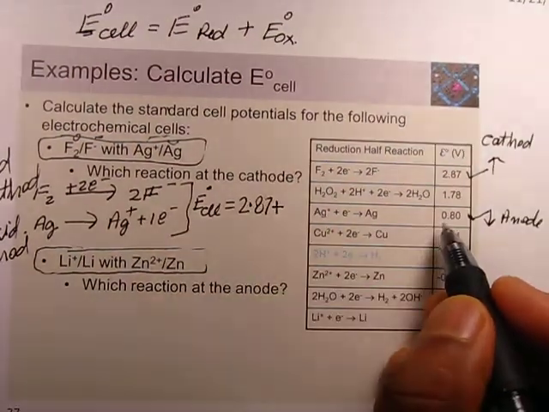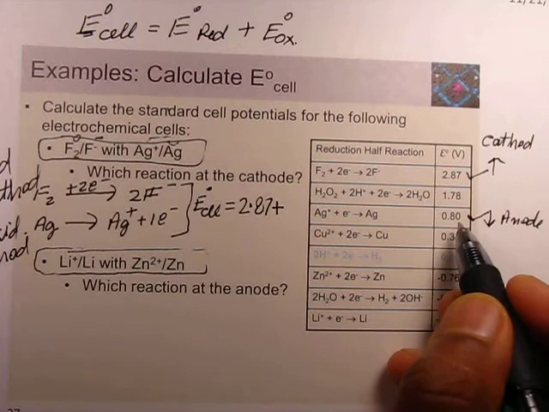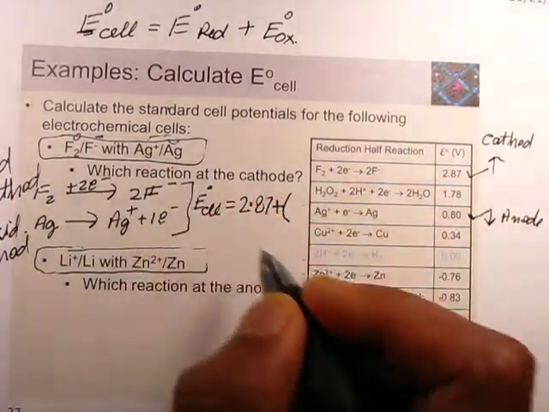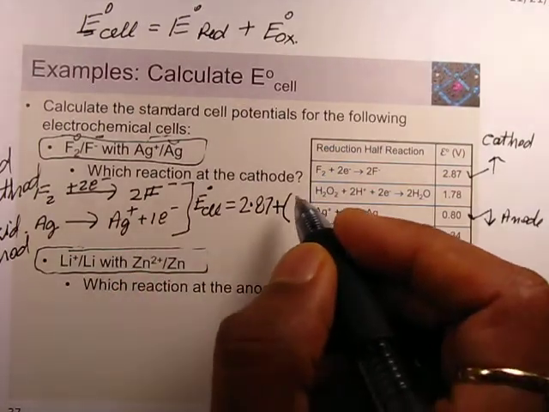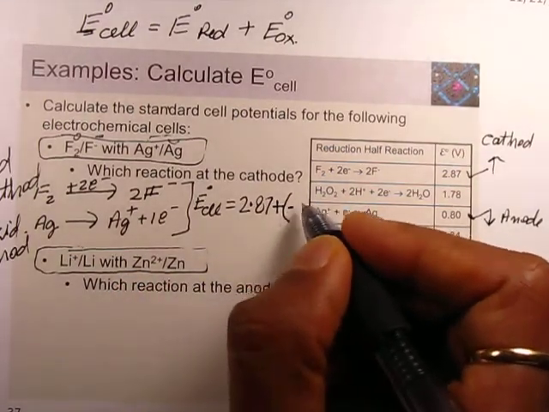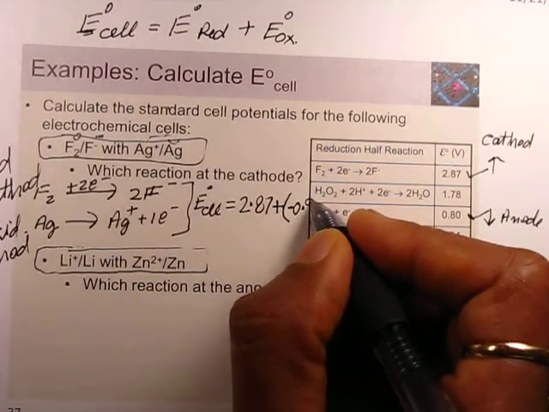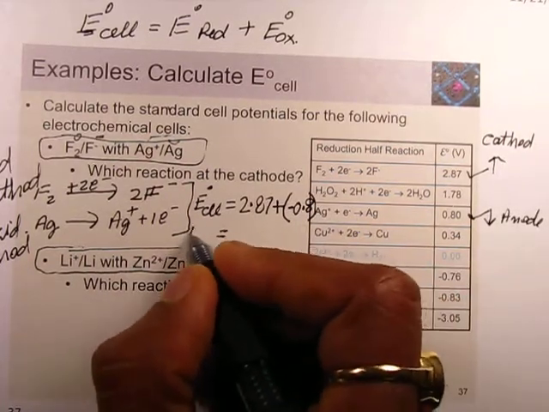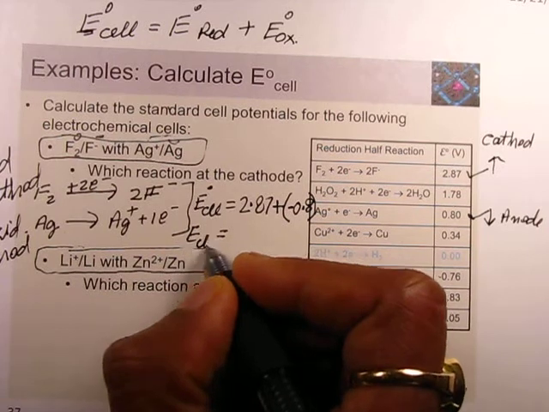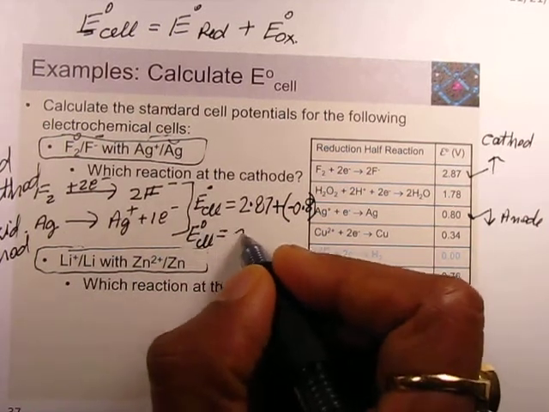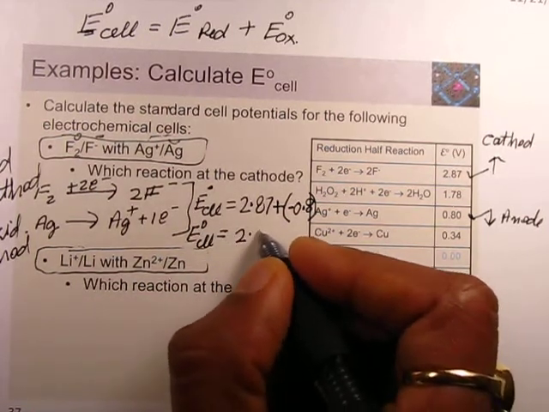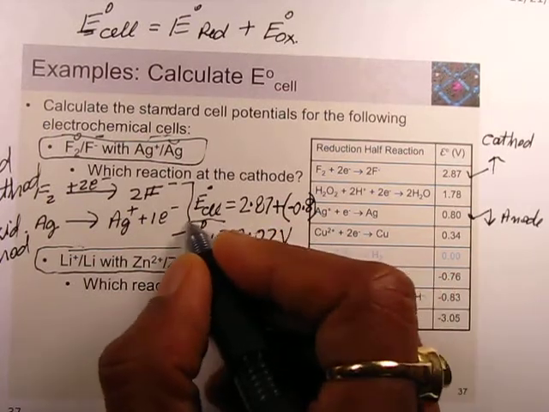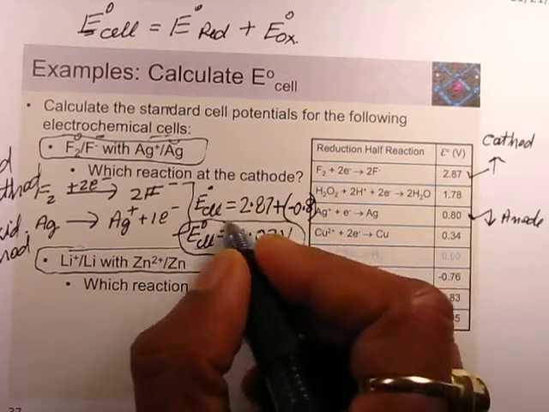So here you can see this 0.8 is a positive value, but if we have to write the oxidation potential, we have to change the sign of 0.8. So basically we have to subtract from here. So the E cell for this example will be 2.07 volt, which will be positive. So this is one example.